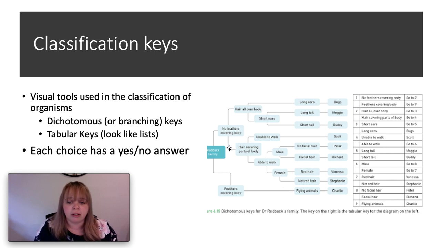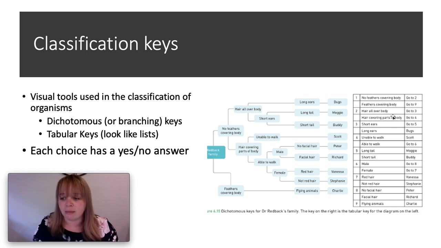All right, let's go up here and see. There you go. So we've got an organism that has no feathers. Does it have hair all over the body or hair covering parts? And we'll just say hair covering parts. Is it unable to walk or able to walk? Yeah, it's able to walk, so we come down here. Is it male or female? We'll go male. After the male, does it have no facial hair or facial hair? Yes, it's got facial hair. Oh, it must be Richard.